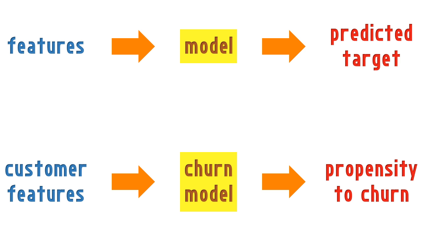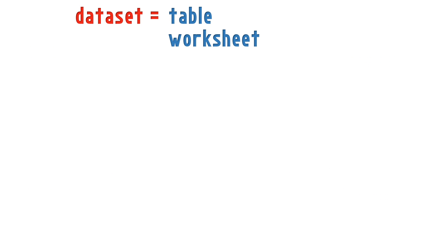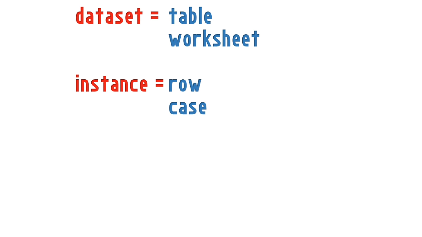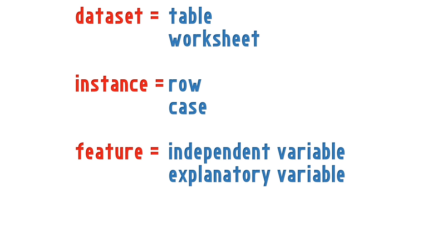Analytical techniques have historically been used in several different fields, like machine learning, pattern recognition, and statistics. So as a result, there are often several different names for the same thing. We use a data set whose form is tabular, like a database table or a spreadsheet. A data set contains a set of instances, which are also referred to as rows in a database table or cases in statistics.